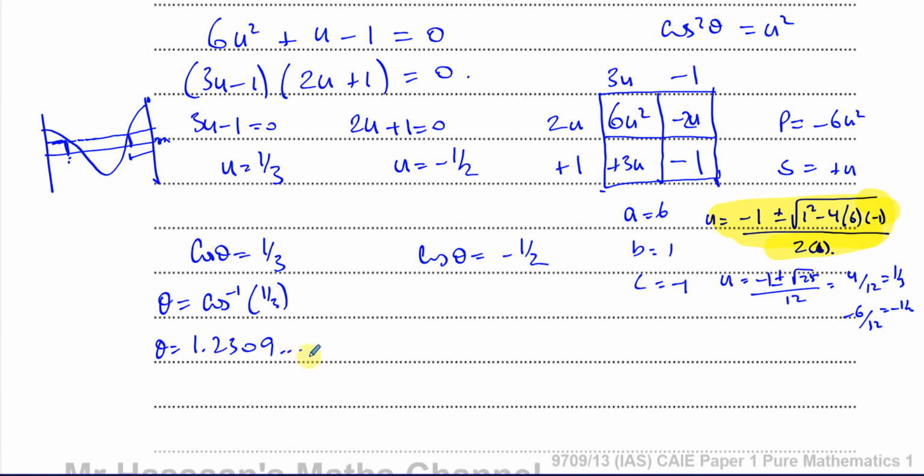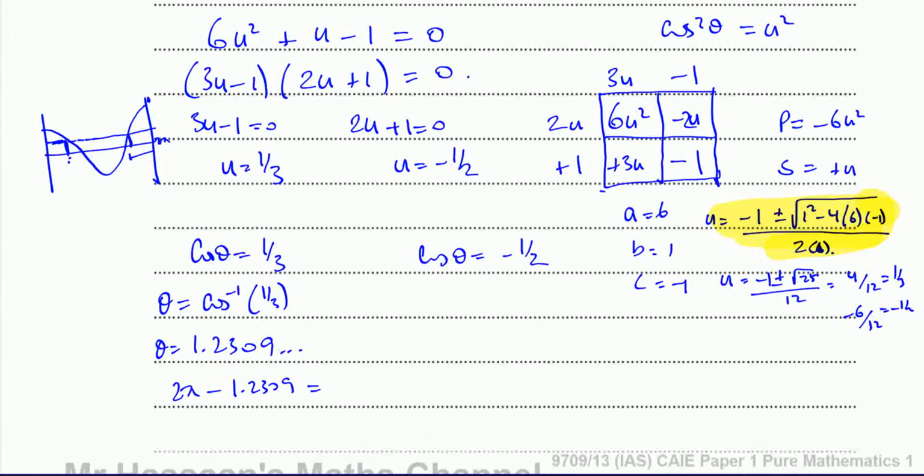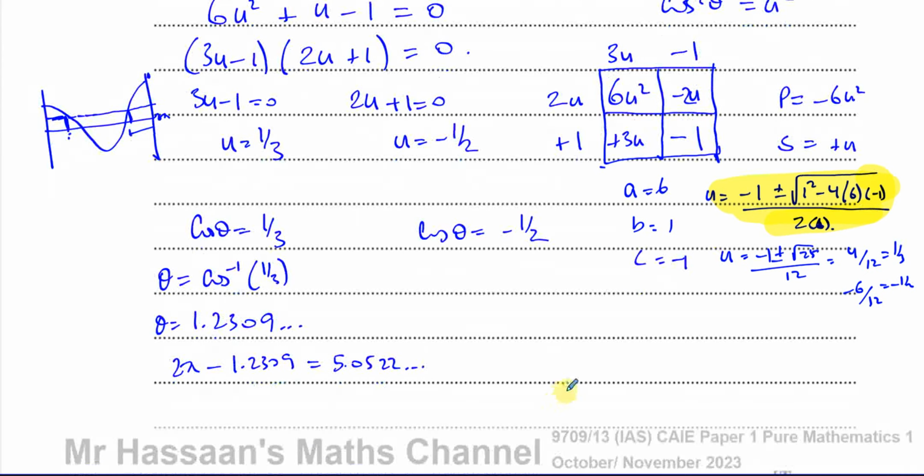So the other angle is going to be 2 pi minus 1.2309, and that will be our other angle. So we'll take 2 pi minus the answer. That gives us 5.0522. Those are our two solutions from this part of the answer, which I'm going to write in the end to 3 significant figures, which is what we're supposed to do for angles in radians.